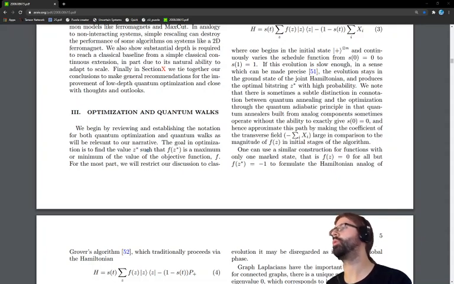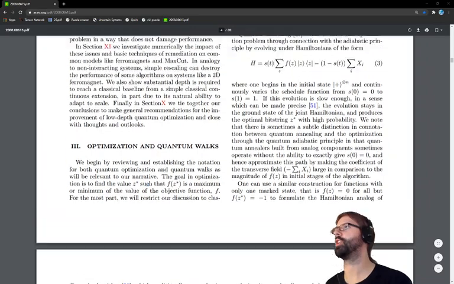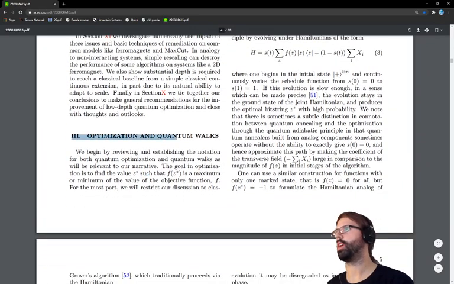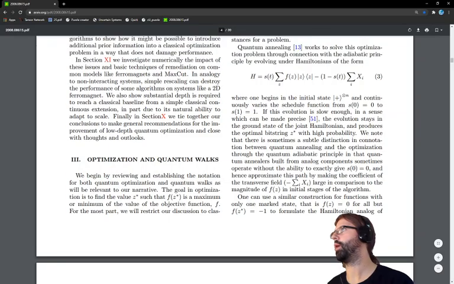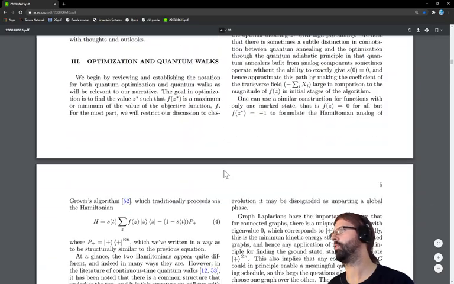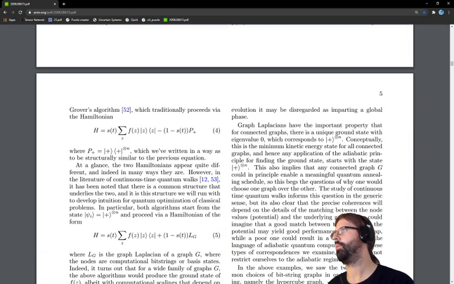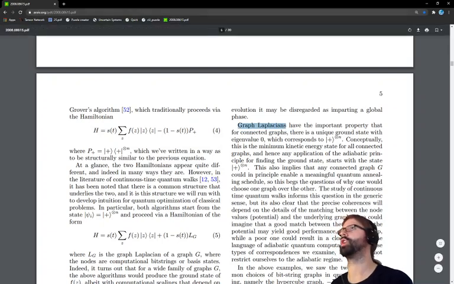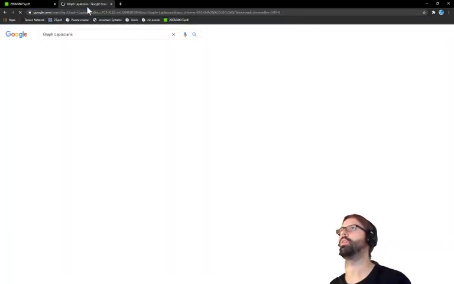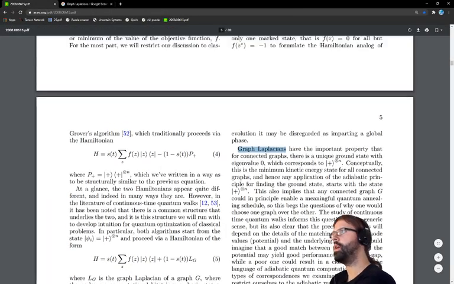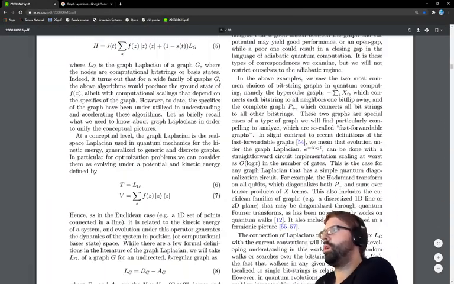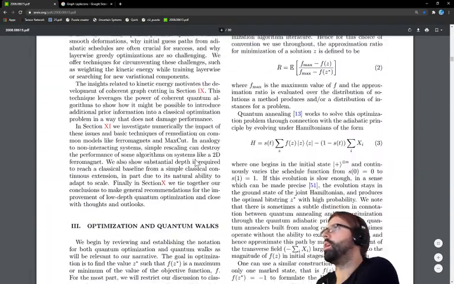We go ahead with the reading session of the paper. I wanted to go through section 3 today, optimization and quantum walks, and I think that was just really about setting up the basis for the paper. And I think they're going to talk about graph Laplacians, which I was curious about because I've never dug into them. So let's see what we learn out of these.